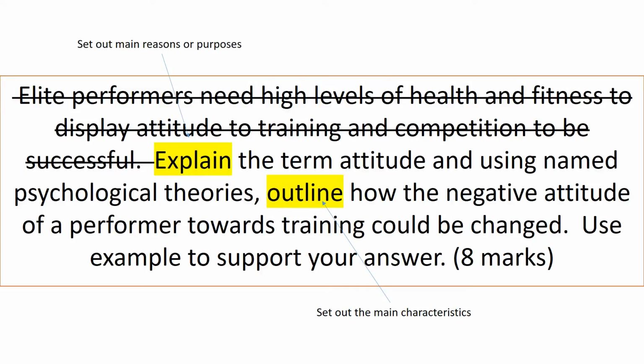Now there are two command words in this question that you should have been able to find. Explain and outline are the two. Explain means to set out the main reasons or purposes, and outline means to set out the main characteristics. I want you to read the question again. Now can you use a different coloured highlighter pen to highlight any qualifier words that you'll be linking your answer to. Press Next to check your answers.